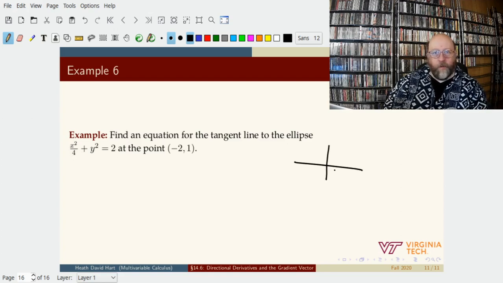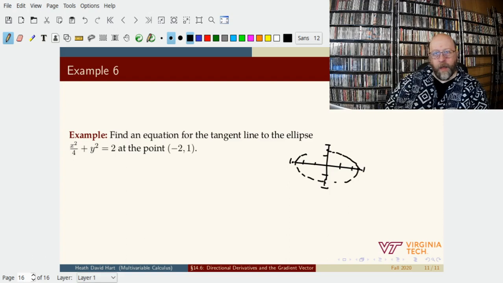x squared over 4 plus y squared over 2. So the intercepts in the x direction will be at the square root of 8, which is between 2 and 3. And the intercepts in the y direction are at square root of 2, which is between 1 and 2, and negative 1, negative 2. So that's the ellipse we're looking at. At the point (-2, 1), we want to find an equation for this tangent line.